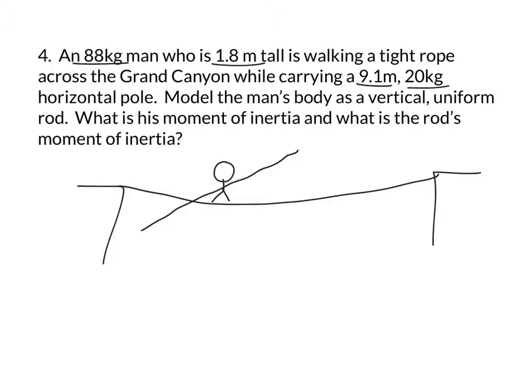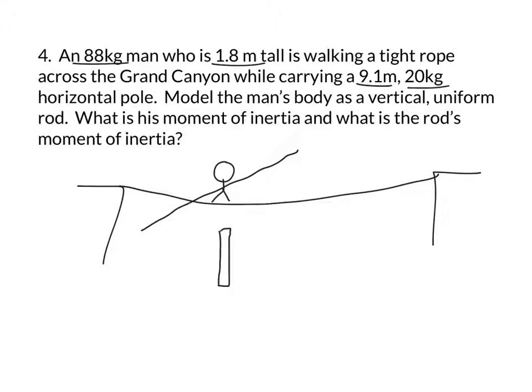And we're looking for his moment of inertia, and for the rod that he's holding, its moment of inertia. Well, to make this easier, because he may be a uniform shape, although most people are not perfectly symmetrical, he is certainly not one of the 8 shapes that we talked about in the moment of inertia video. So we're going to pretend that he acts like a vertical rod.